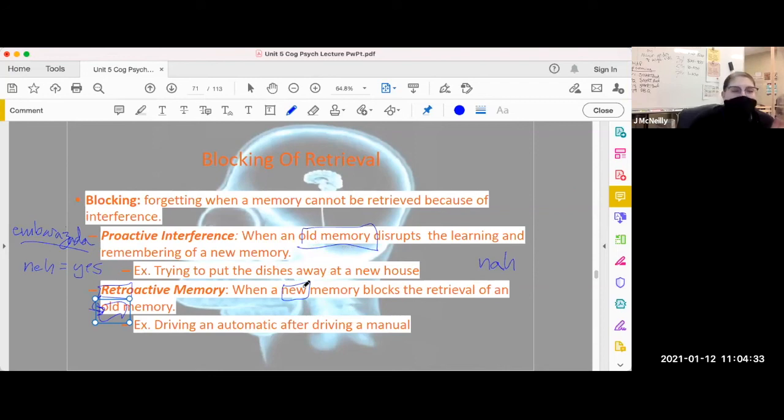So it's really easy to mix these two up. So it's imperative that you find some sort of mnemonic device or some sort of retrieval cue to help you remember the difference between proactive, which is old disrupting new, versus retroactive, which is new blocking old. Does that make sense?